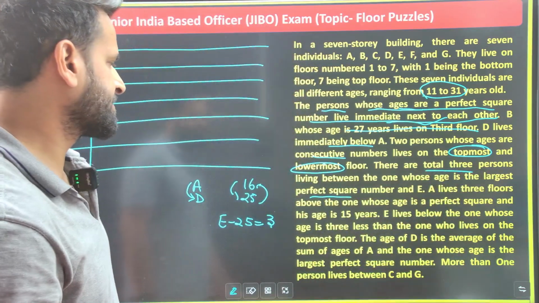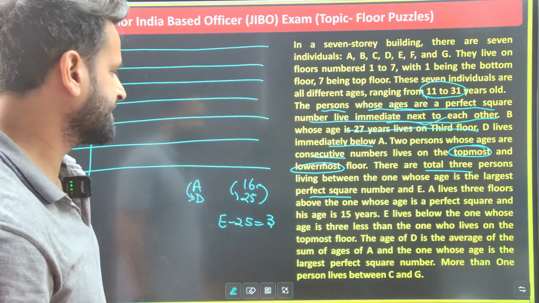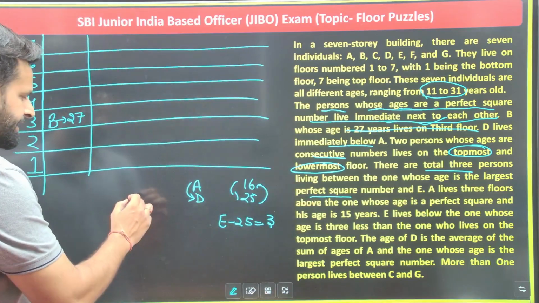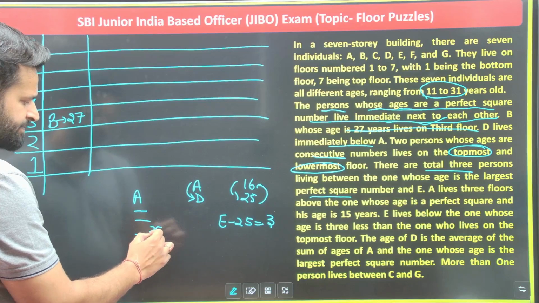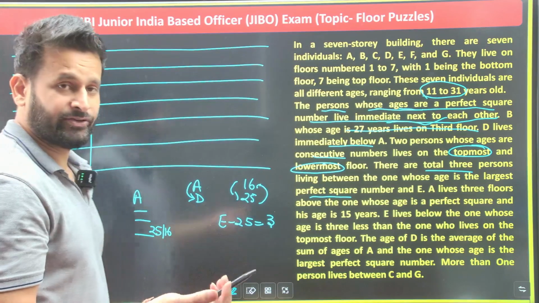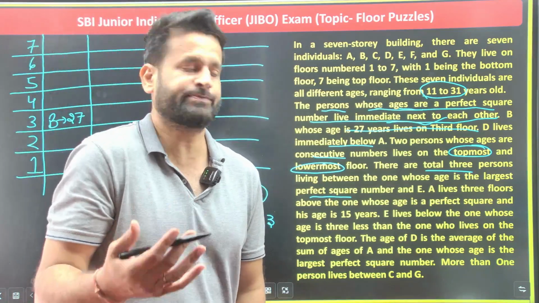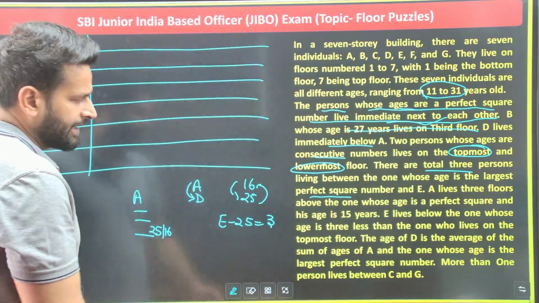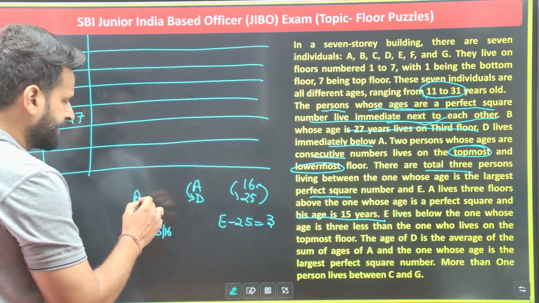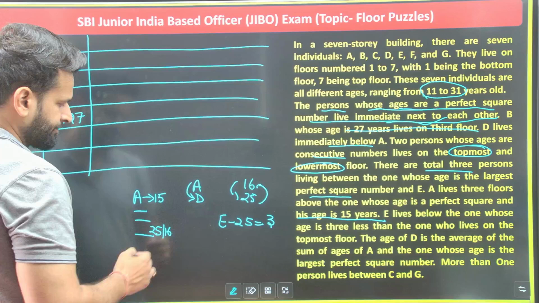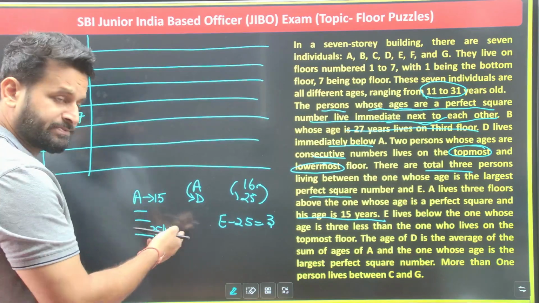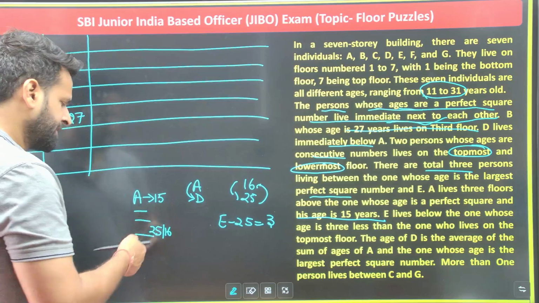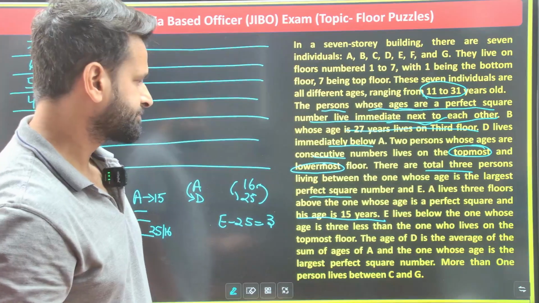A is living 3 floors above the one whose age is a perfect square, and his age is 15. So A is living 3 floors above, 1, 2, 3, the one whose age is a perfect square. Now it can be 25, it can be 16, we do not know. A's age is given as 15, three floors above the one whose age is a perfect square. That can be 25 or 16.